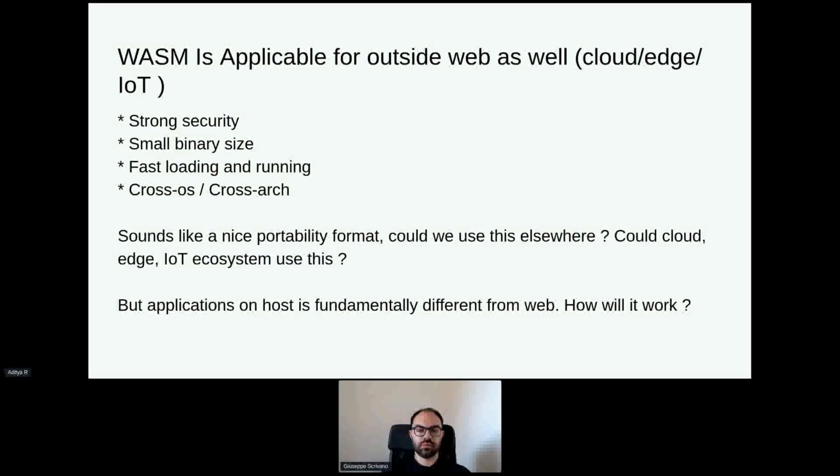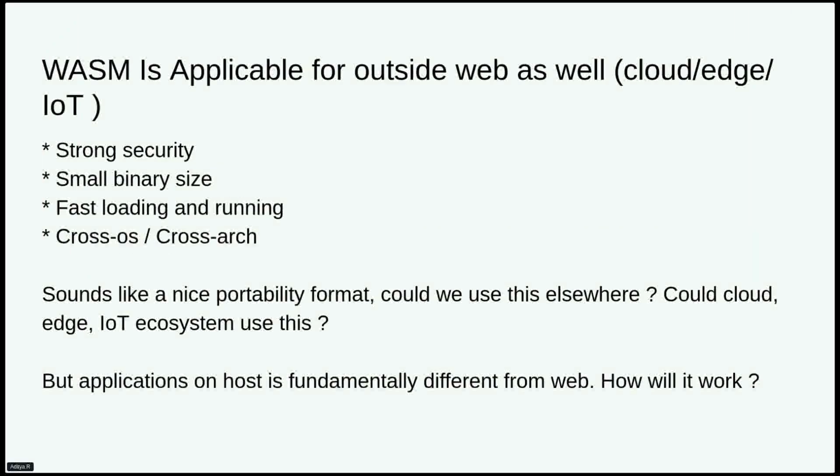It makes sense for browsers, because browsers needed something with strong security and small binary size. You want to quickly download and execute things: fast loading and running something which is already compiled, and not too much in size. It also needs to be cross-OS and cross-architecture, because browsers should be agnostic of hardware. The underlying phones are changing quickly, and each phone has its own operating system, so everything made sense for browsers.